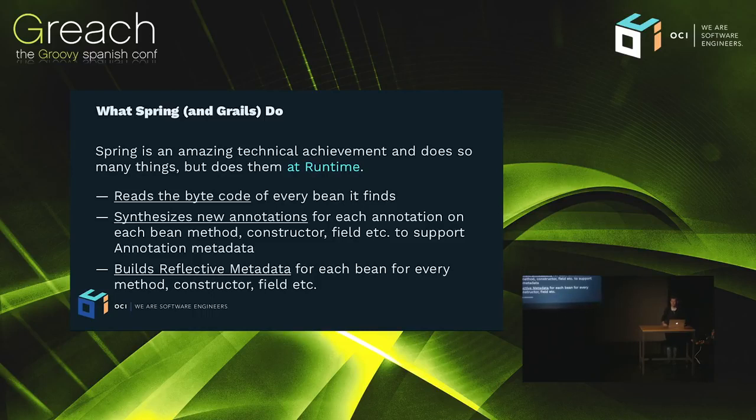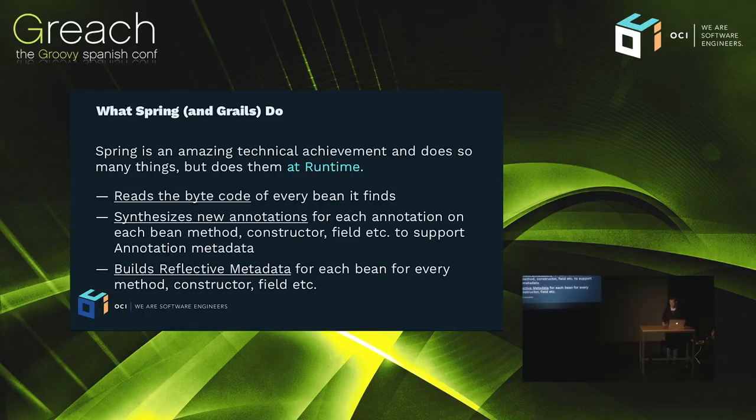Basically, in Spring, and of course that means in Grails as well, it's not enough to just load your classes. It needs to know your beans. It needs to know more information about them. So in order to obtain that information, it reads your bytecode at runtime. So think about that for a second.